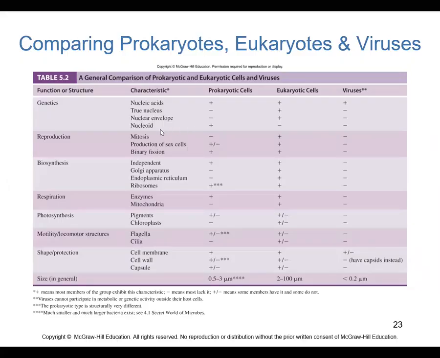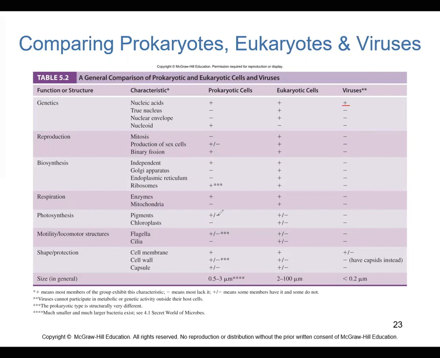This table in your book, table 5.2, shows you the genetics, reproduction abilities, respiration, all this stuff of organisms. Notice over here on the viruses, they do have their own nucleic acids, but everything else is negative because they don't respire. They don't photosynthesize. They don't move around. There's no biochemicals going on, no reproduction. That's why viruses are considered to not be alive.